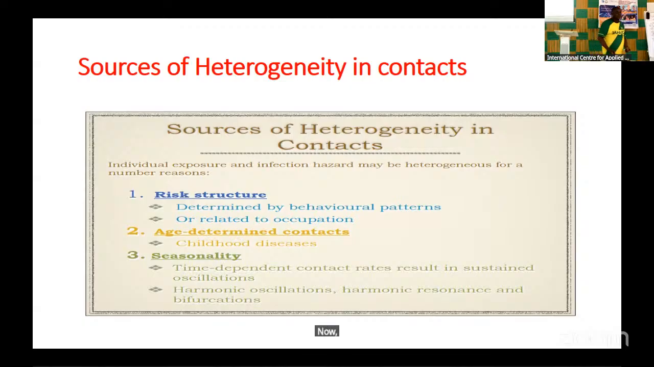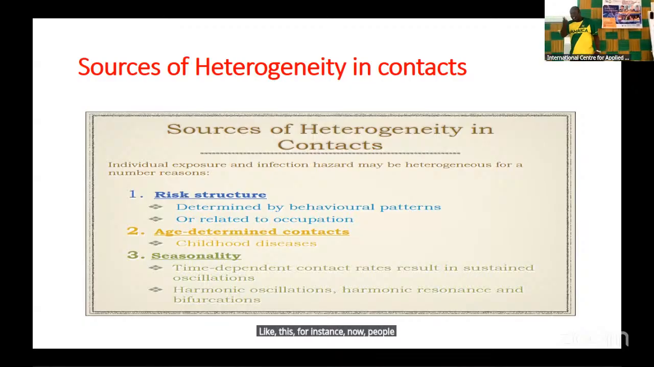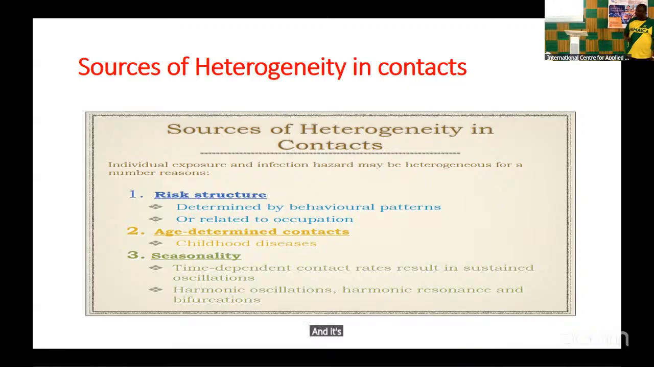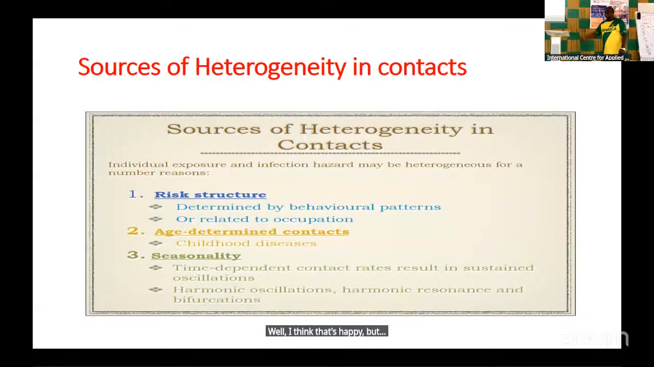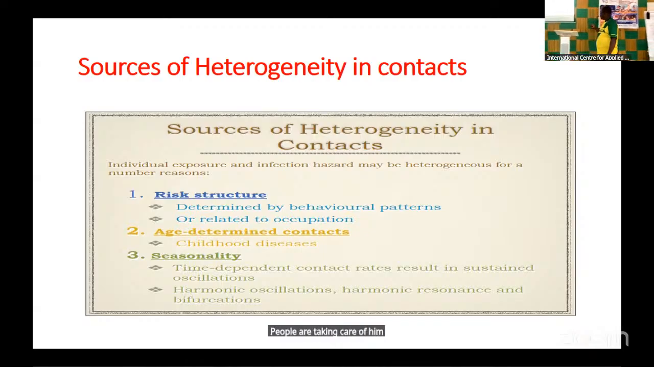Now, the kind of job you do can expose you. Take for instance people who are taking care of Lassa fever patients. There is what we call nosocomial infection in Lassa fever, where people who are taking care of people who have Lassa fever have the highest risk of contracting it. Yes, they have had records of doctors and nurses dying in those states, because those states have the highest prevalence of Lassa fever in Nigeria. So you find out that people taking care of them can be exposed because of their occupation.